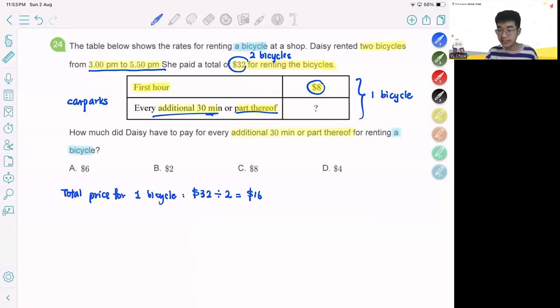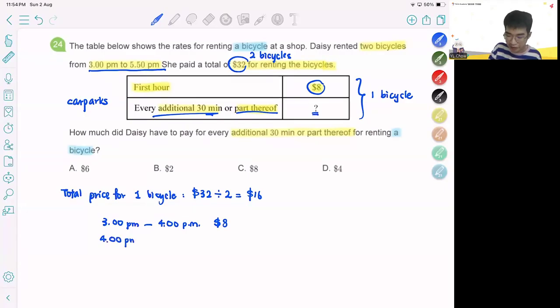Okay, so Daisy rented each bicycle from 3 p.m. to 5:50 p.m. Starting from the first hour, she needs to pay $8. So that means starting from 3 p.m., if she rents all the way to 4 p.m., that's the first hour of her renting. It will account for the $8. Then every additional 30 minutes or part thereof, she needs to pay an extra amount of, I don't know how much, right? So we have to start from 4 p.m.